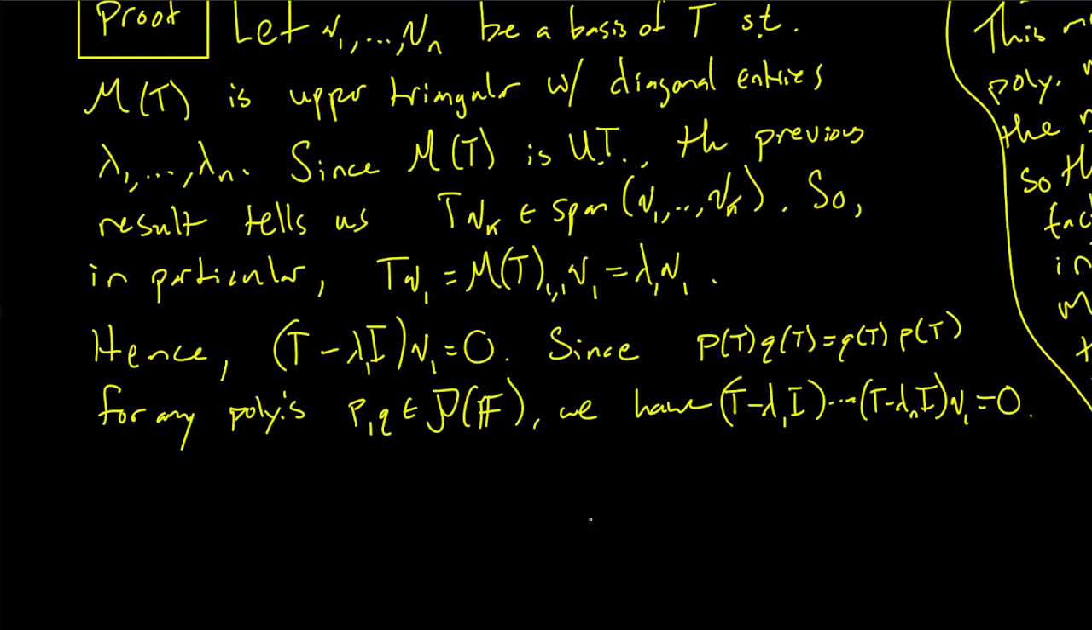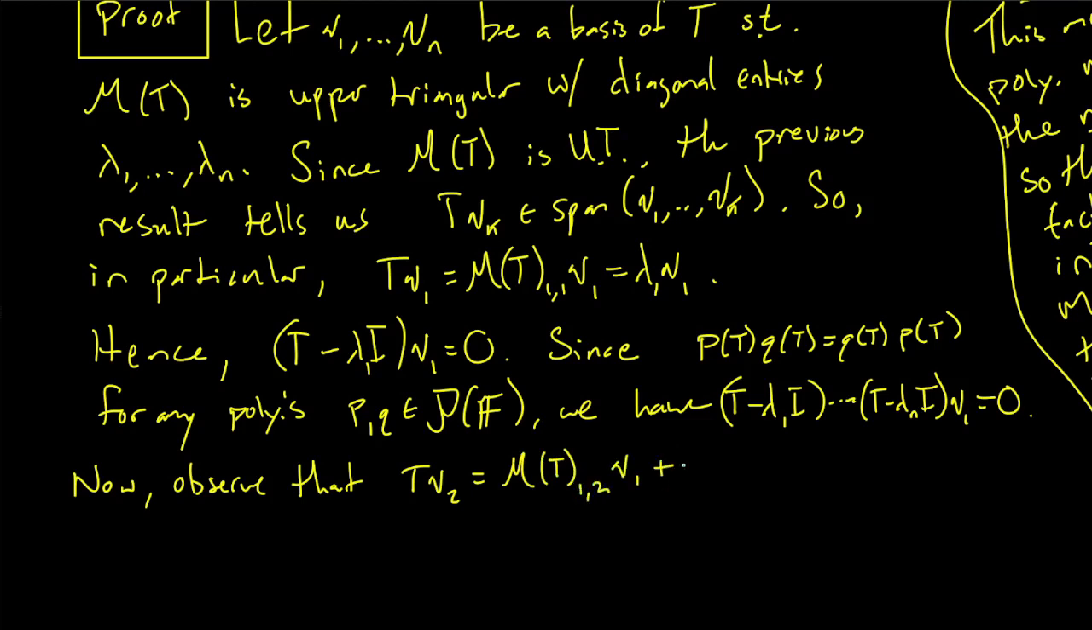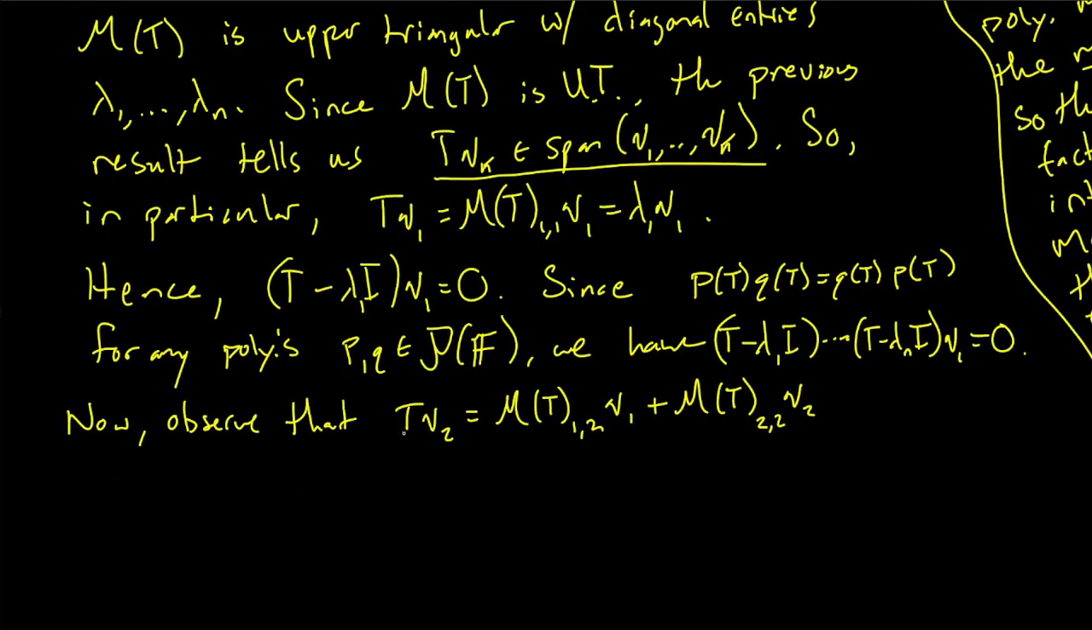Now let's show it sends v2 to 0. Now, observe that T of v2, well, this is the matrix of T entry 1,2 times v1 plus the matrix of T entry 2,2 times v2. We're just using the fact that T of vk is in the span of v1 through vk. So in this case, we're saying T of v2 is in the span of v1 and v2.